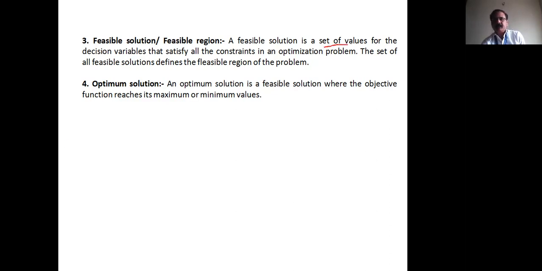A feasible solution is a set of values for the decision variables that satisfy all the constraints in the optimization problem. We have already discussed that most optimization problems have a number of possible solutions. Therefore, what is a feasible solution? It is a set of possible values, but it is important that every value should satisfy all the constraint equations in an optimization problem.